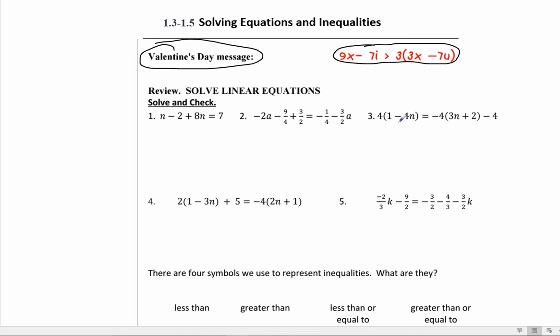Some of you might have seen this already, but if I solve this for I, I'm going to distribute through. So I get 9x minus 7i is greater than 9x minus 21u. If I subtract 9x from both sides, they go away. Then I divide by negative 7 to solve for I. I flip the inequality when I divide or multiply by a negative. 21 divided by 7 is 3, and then I have the u there.